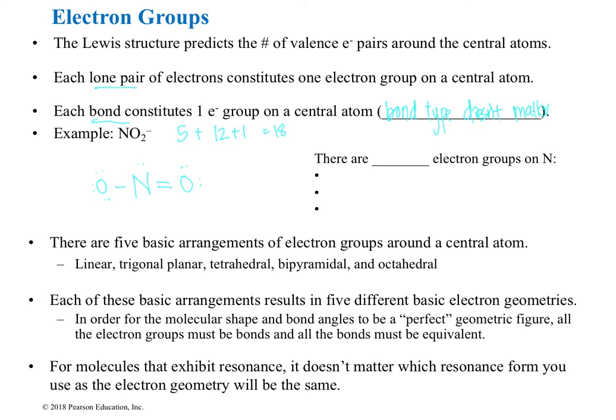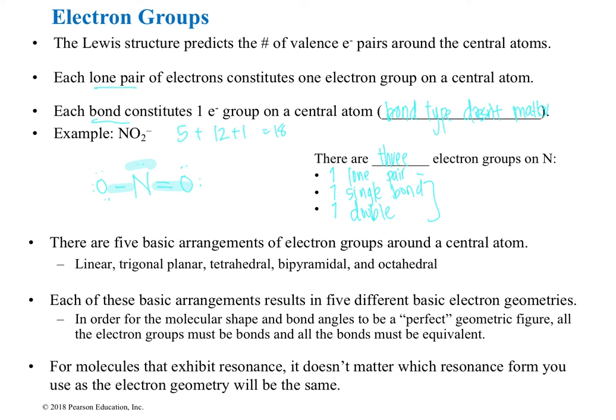Okay, so for nitrite, let's think about how many connections I have. I have this connection here, this connection here, and then this lone pair. So when I draw this, I have one lone pair, I have one single bond, and I have one double bond. So I have two types of bonds and one lone pair, so there are 3 electron groups. I like to just think how many things are around it. So I have 2 atoms and one lone pair.